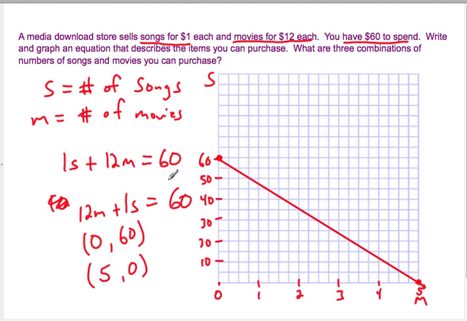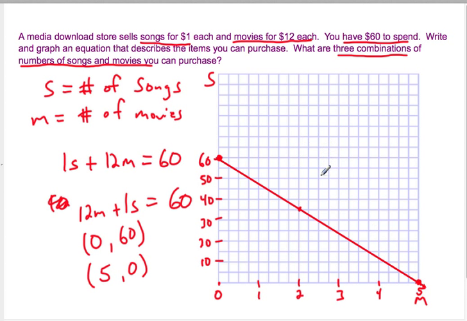Now, what are 3 combinations of songs and movies I can purchase? Well, here's 2 combinations: 60 songs, 0 movies, and 0 songs, 5 movies. And then if we can find some intersecting grid lines, like, there we go. I can get 2 movies and 35 songs. It's not really intersecting at the other points. So let's see if this makes sense in our equation.